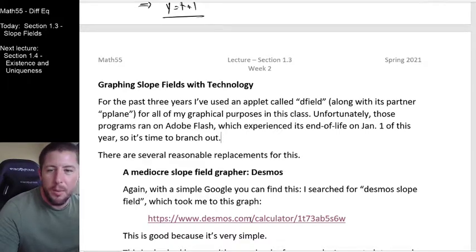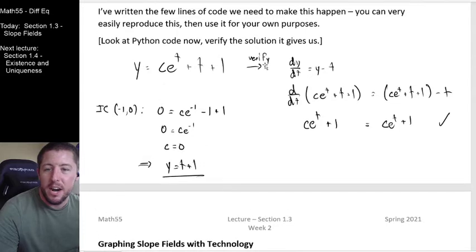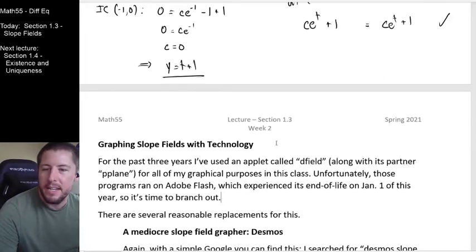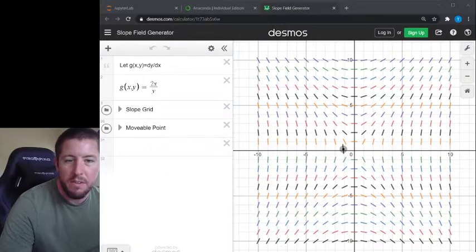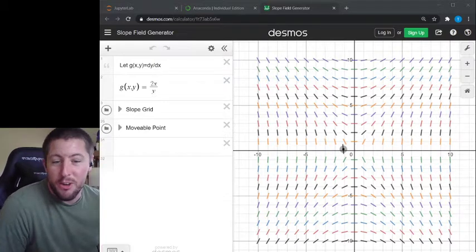I included the link right here. So let's go take a look at what this looks like. Let's go take a look at exactly our situation, right? dy/dt equals y minus t. Let's see what it does here for us. So I'm going to control click on this, take us over to Desmos, pop back over into the browser, and it's going to bring us up this grid right here. So it looks just like a slope field. This is very satisfying to me.